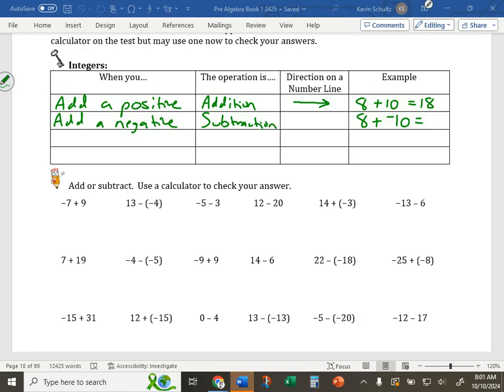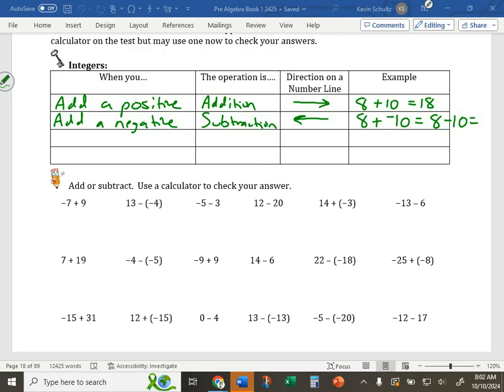So the direction on the number line is to the left. Because whenever you subtract, you're going to the left. 8 plus negative 10 is the same as 8 minus 10. Because when you see subtraction, you don't actually write the plus negative, you just write minus. What that means is that that 10 is negative, and it's being added on to the 8. But because it's negative, the operation is actually subtraction. We're going to the left.